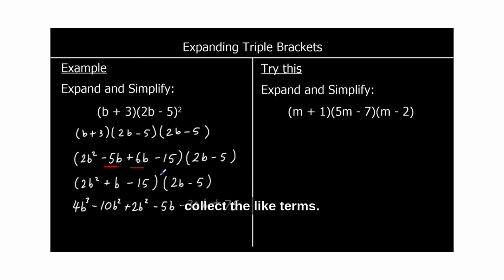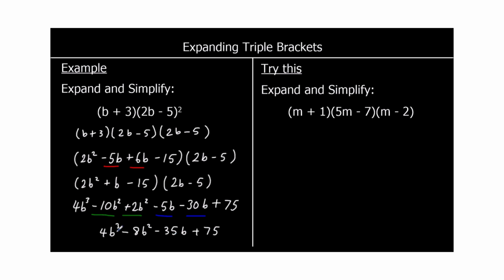So collect the like terms. We've got the b squared terms and the b terms that we can add together. So we've got 4b cubed. We've got negative 10b squared plus 2b squared, it's going to be negative 8b squared. Negative 5b, take away 30b, is going to be negative 35b. And we've got plus 75 on the end.